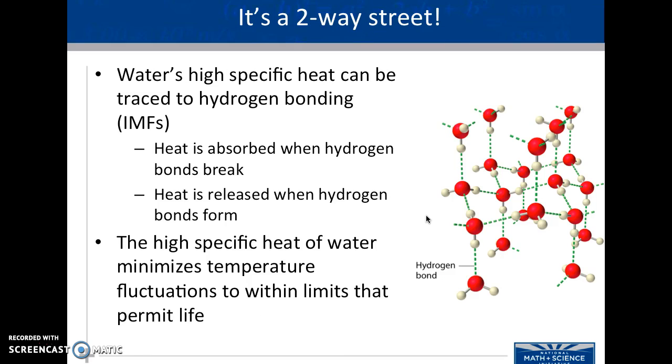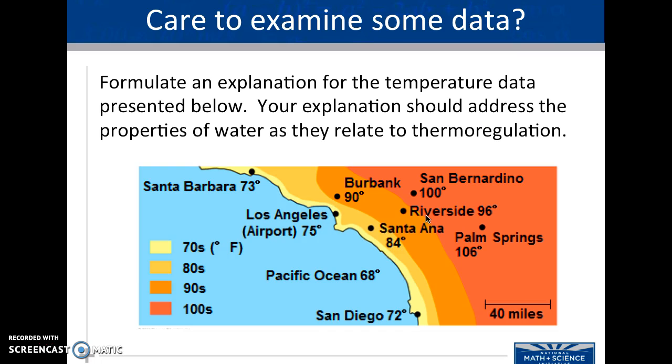Again, the high specific heat can be traced to those intermolecular forces. Heat is absorbed when hydrogen bonds are broken. Heat is released when they are formed. The high specific heat of water minimizes the fluctuations to permit us to basically live. If bonds were breaking all over the place, we would be dead, basically.